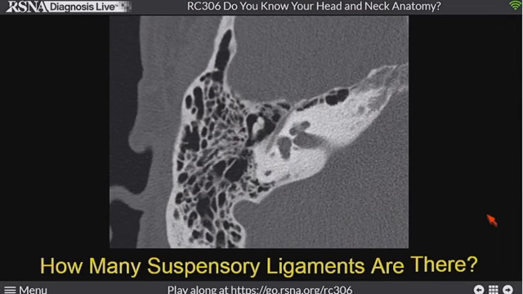How many suspensory ligaments are normally found within one middle ear cavity? How many suspensory ligaments are in one middle ear cavity?